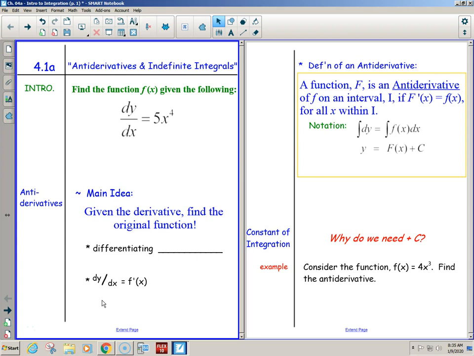introduce you to the idea of integration. But it doesn't mean that you have a full, comprehensive mastery of it by any means. And that's okay, because we're going to cover it together. So antiderivatives and indefinite integrals.